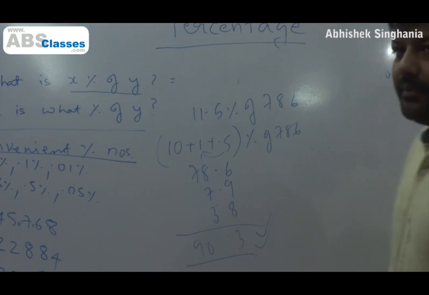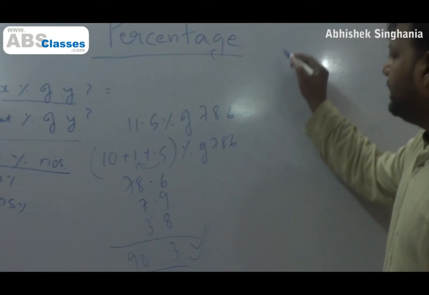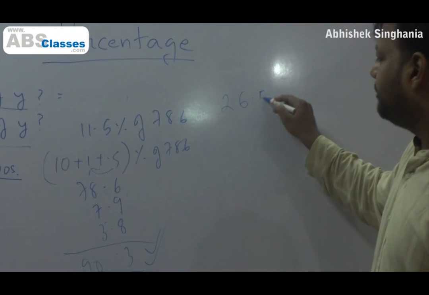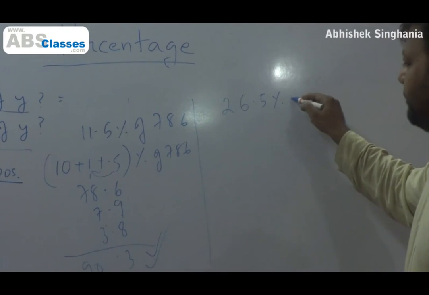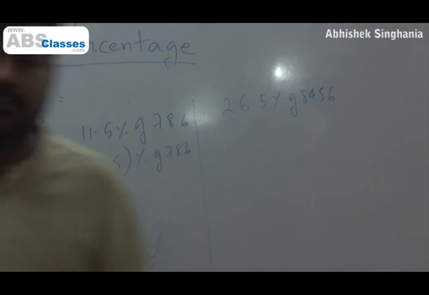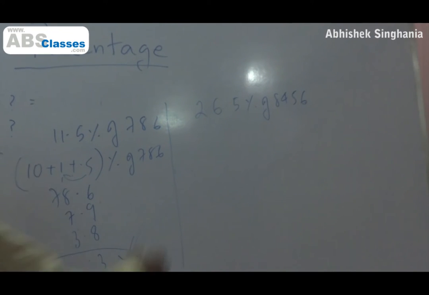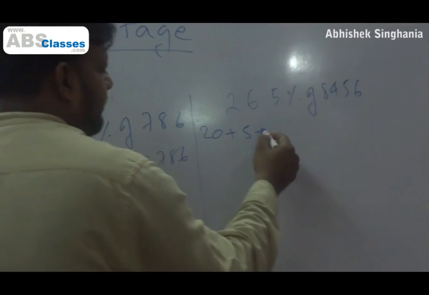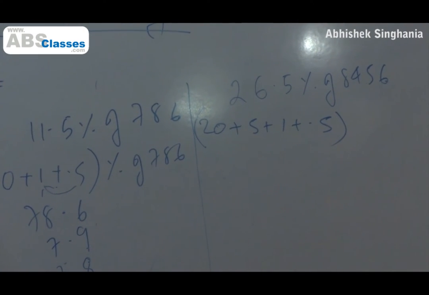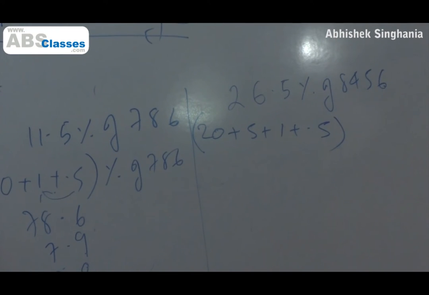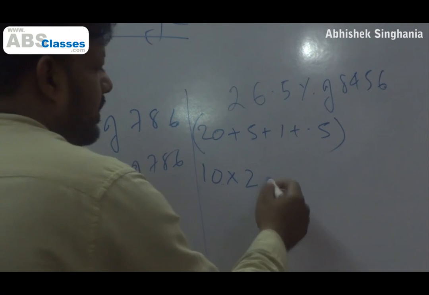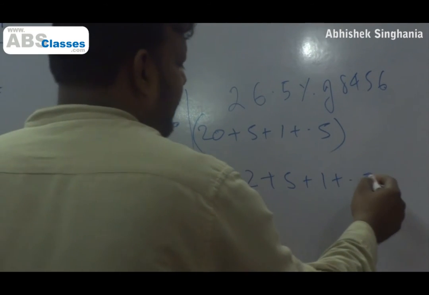Right? Let's take another example. Say if I take 26.5%, 26.5% of 8456, right? Slightly bigger number. Now how do I use these numbers then? I take them as 20 plus 5 plus 1 plus 0.5. But 20 is not something that we have counted as a convenient number. But I'm sure you understand, and it's very easy to see also, that 20 can be taken as 10 into 2, plus 5 plus 1 plus 0.5.